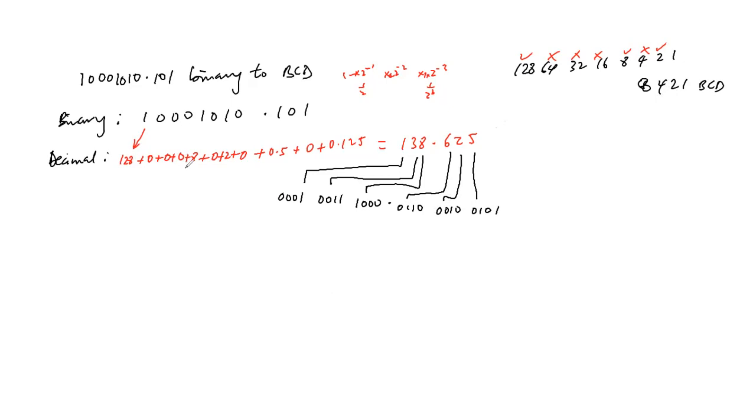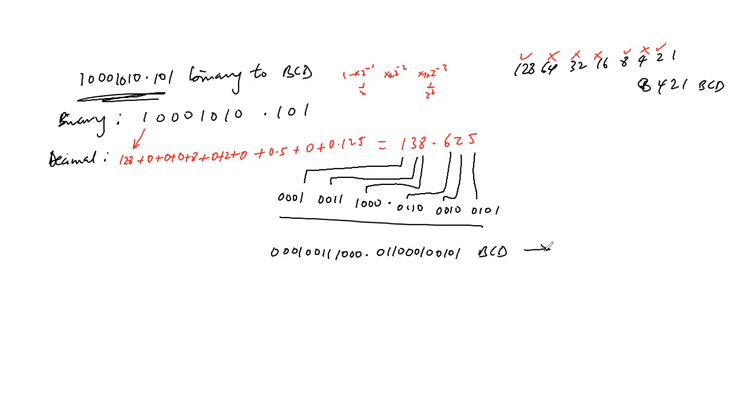So hence, for this binary representation, the BCD code is 0001 0011 1000 0110 0010 0101. This BCD code is equivalent to 10001010.101.